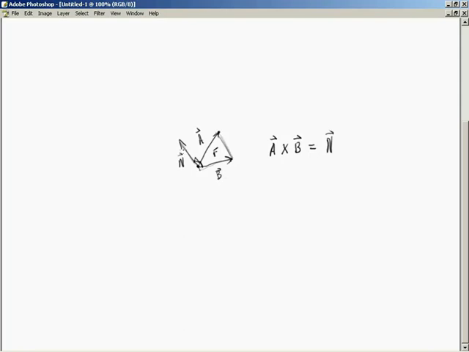So here's what I'd like to do. We can just start where we're at the moment. We've got A crossed with B. Let's give A some values. Vector A is 1, 2, 3, vector B is 4, 5, 6. Simple numbers.